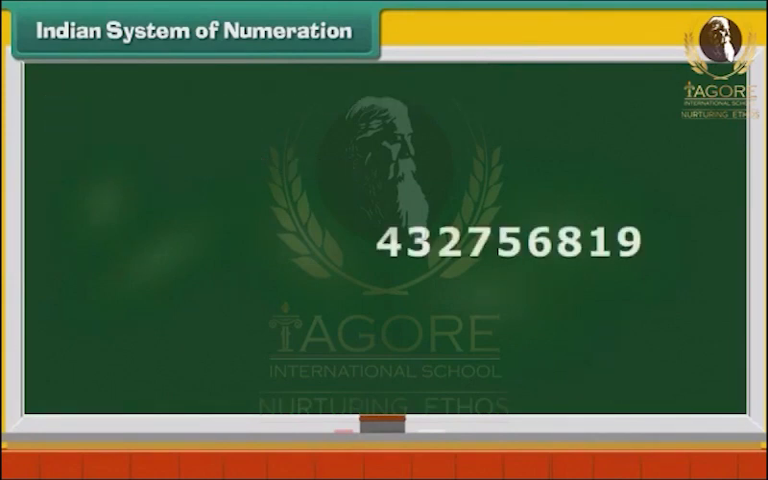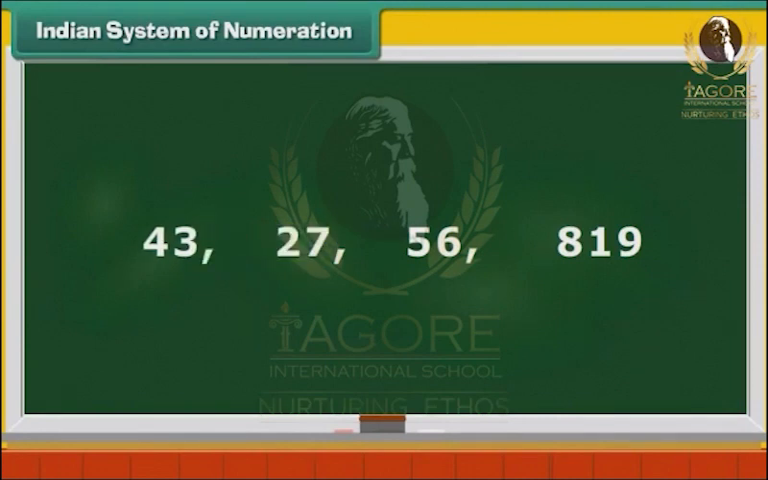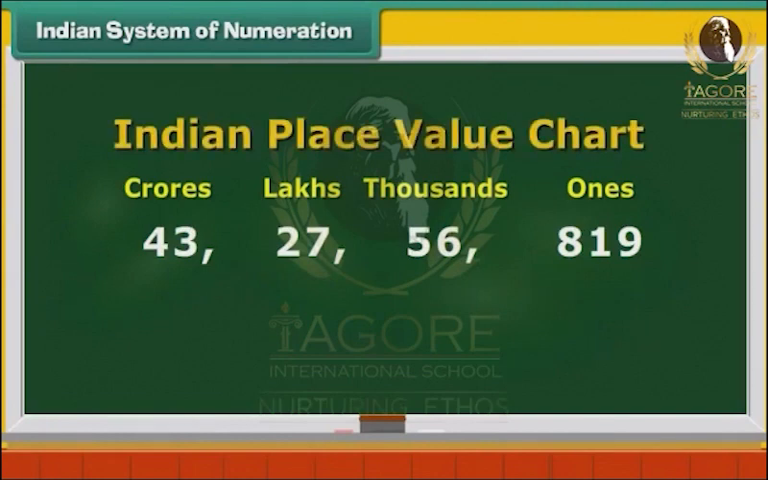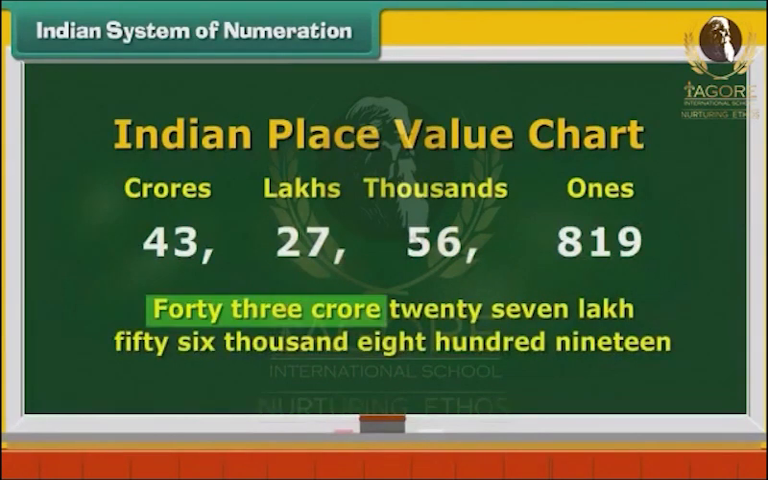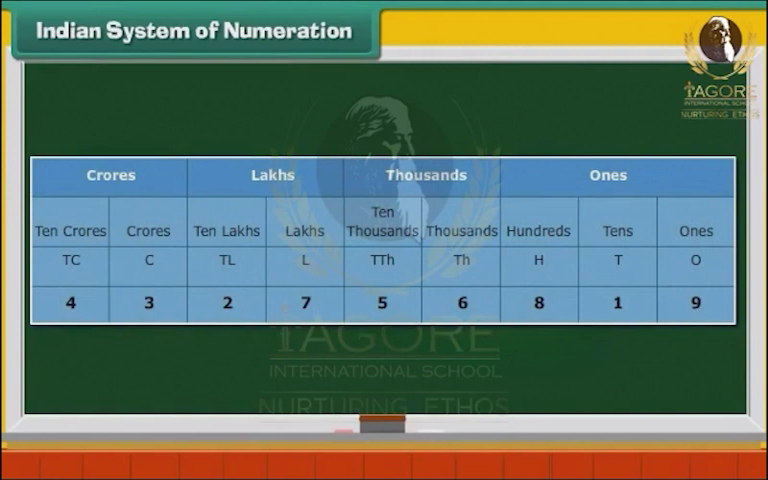Consider the number 43275681 9. We count 3 digits from the right and place a comma before 8. Then we count 2 more digits and place a comma before 5. We count 2 more digits and place a comma before 2. Thus, we have 4 groups: ones, thousands, lakhs, and crores. This is the Indian place value chart. Now let us read the number from left. It is 43,27,56,819.